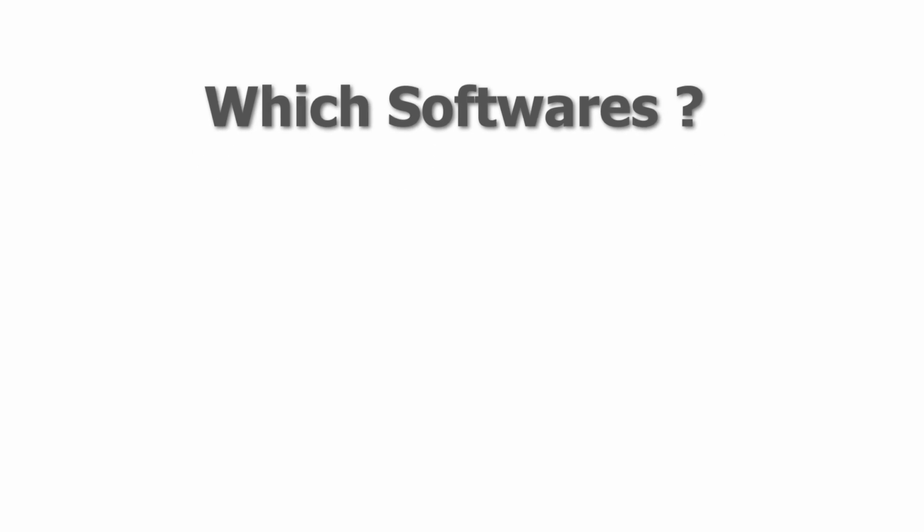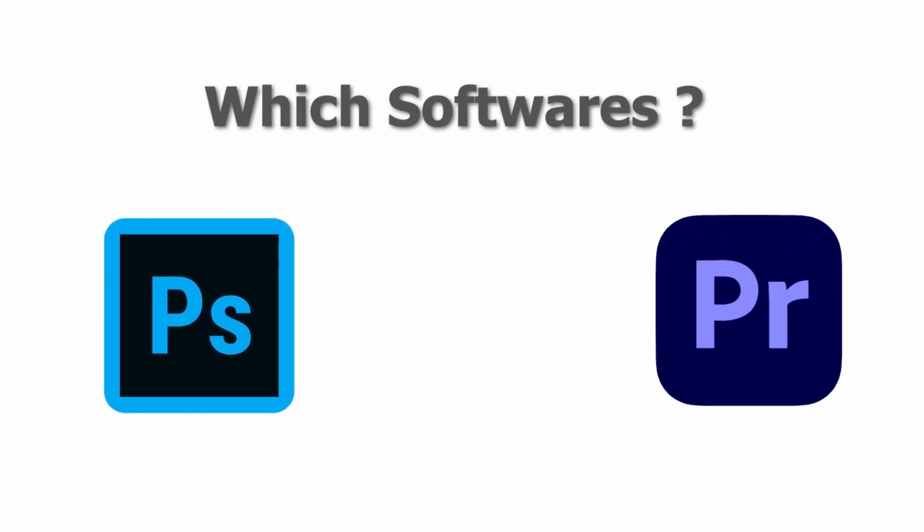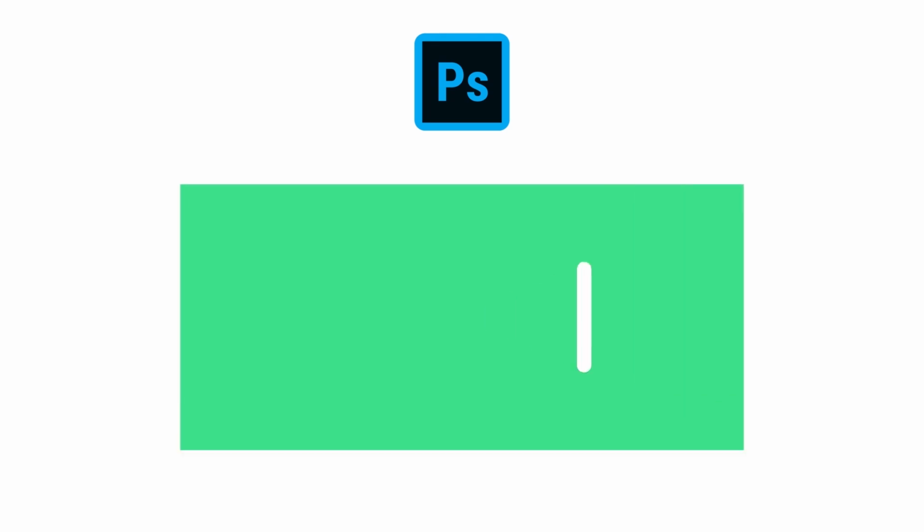So first, let's discuss which software are needed. Number 1 is Adobe Photoshop and the second is Adobe Premiere Pro. By using Adobe Photoshop, we have to create these stuff: a green background, a timer lane, and a timer object.